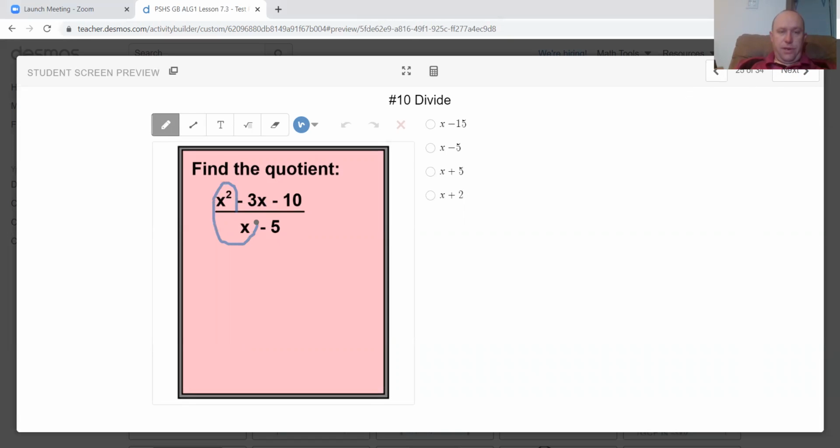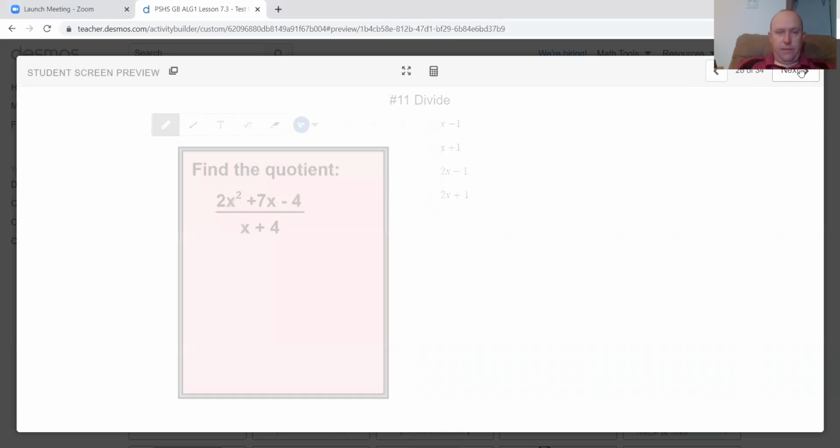Same question as we're dividing by a binomial. I'm going to divide the first terms and the last terms. X squared divided by x is x. Negative 10 divided by negative 5 is 2. And I'm finished.